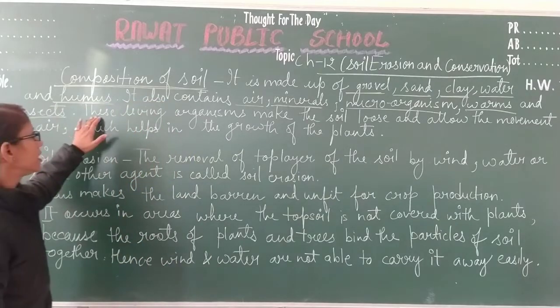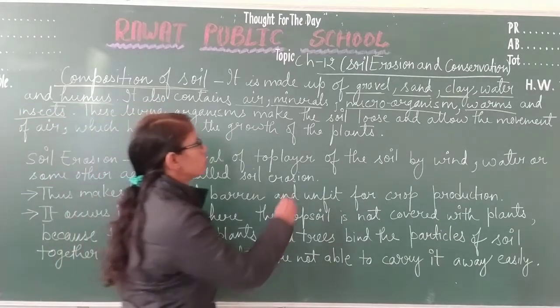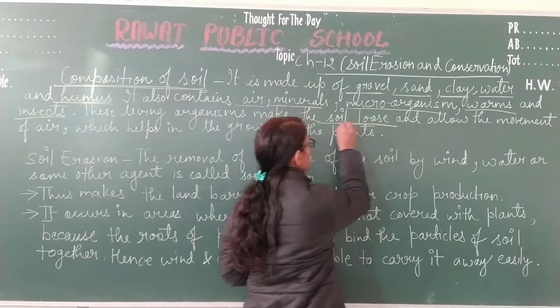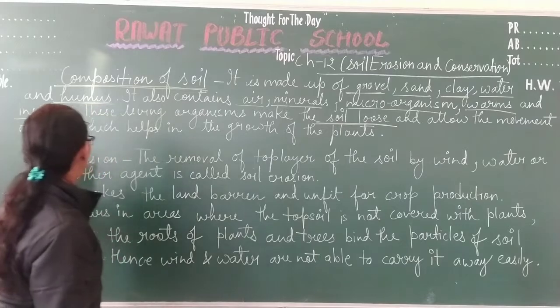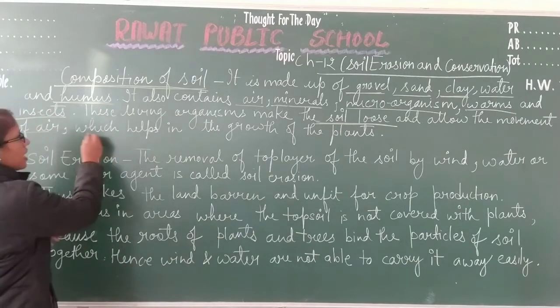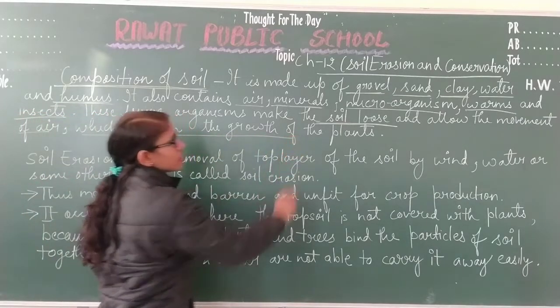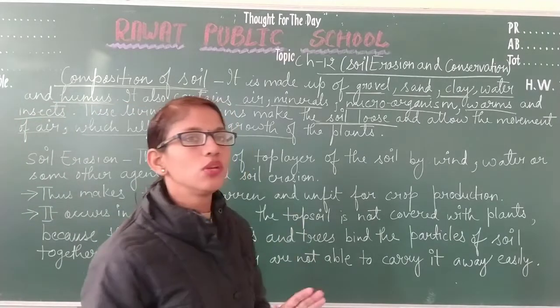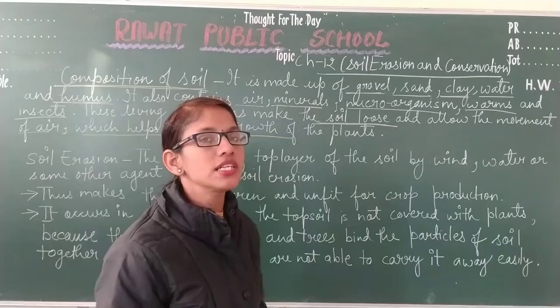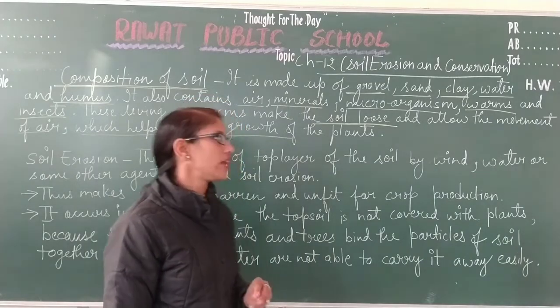Now next, these living organisms, like the earthworm, make the soil loose and allow the movement of air, which helps in the growth of the plant. So microorganisms like earthworms present in the soil make the soil loose and allow the movement of air, thus helping the plants to grow very well.